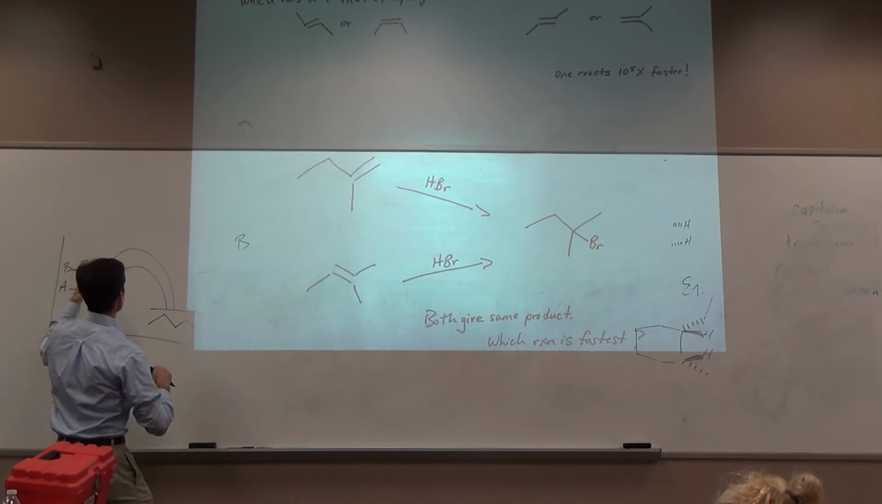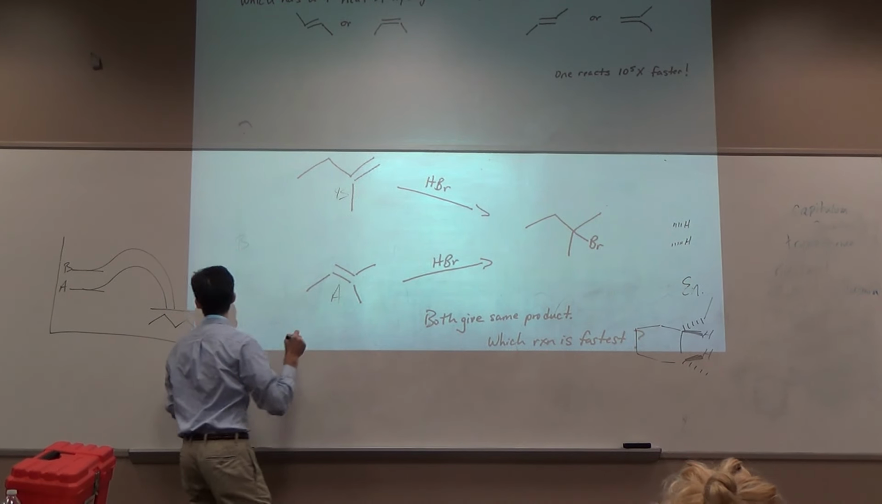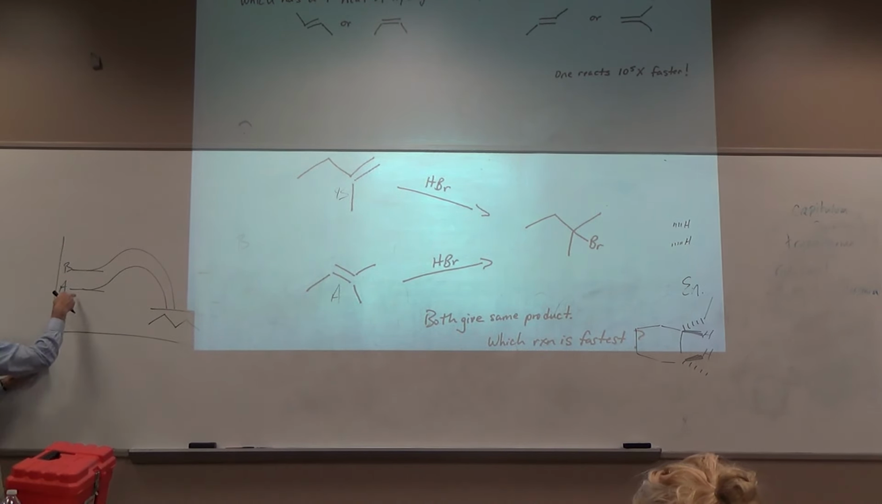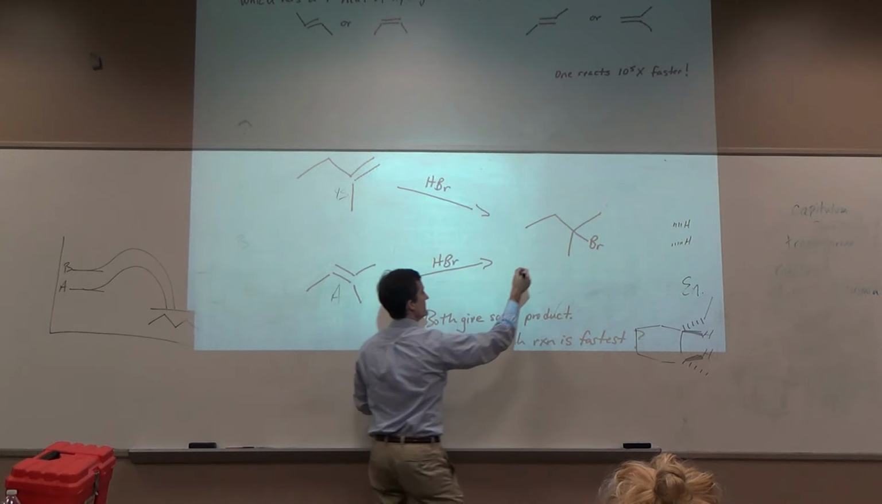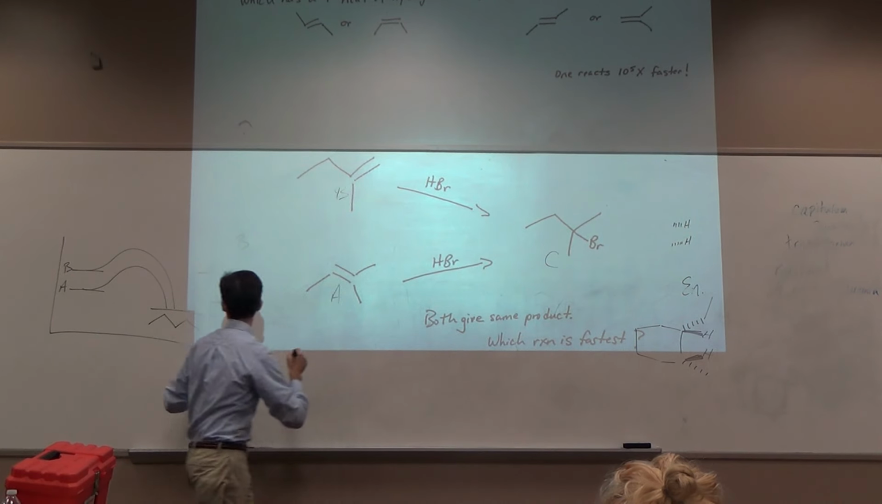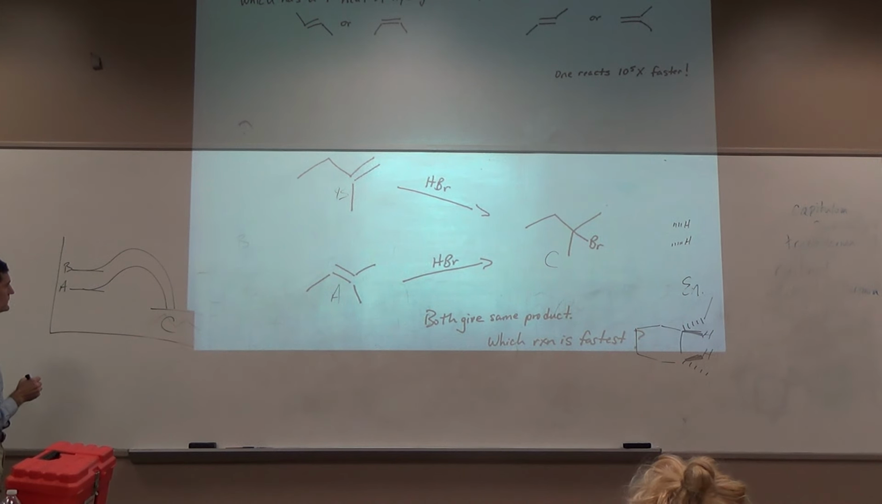And so if we said A and B here, this would be B, correct? That's higher in energy. So we could put these relative here. They both give the same product, C. Okay?